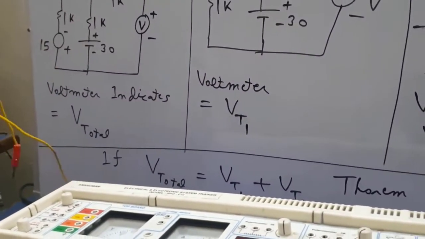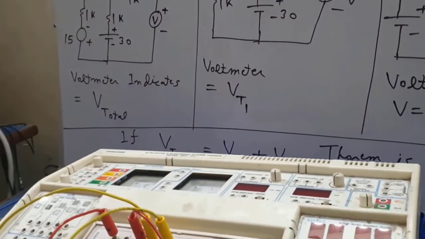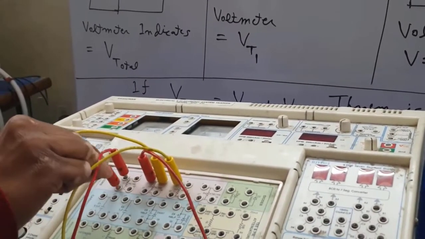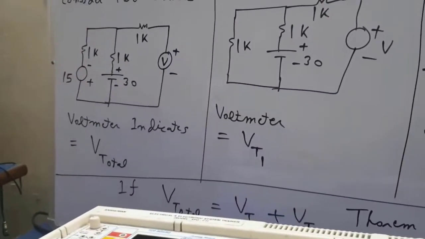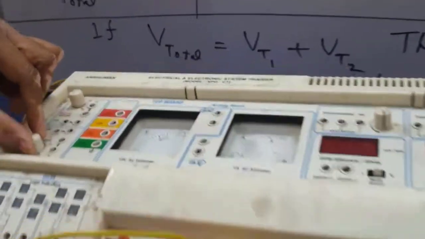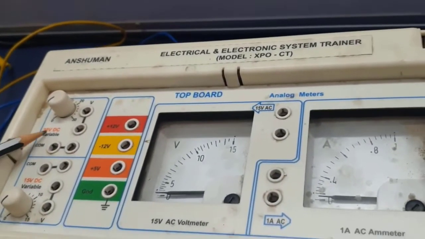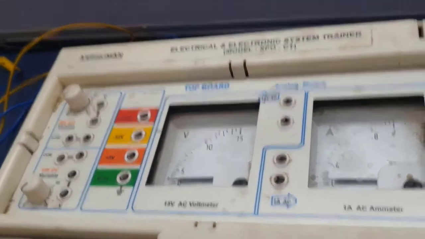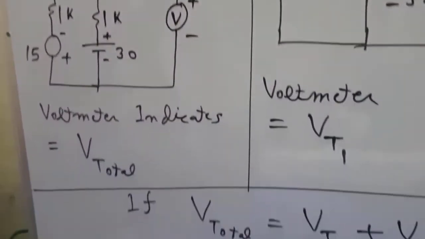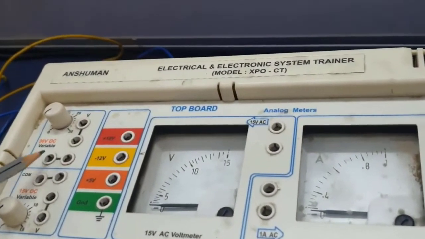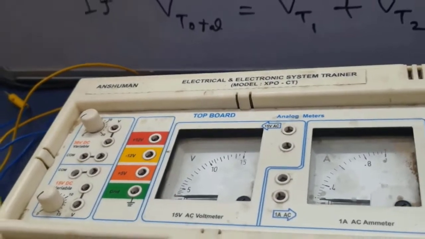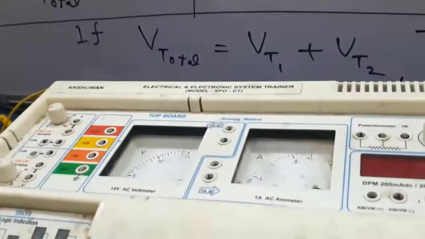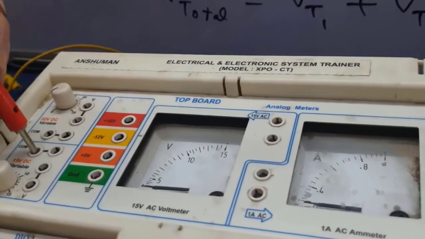The outgoing terminal of this 1K is connected to the voltage source. In this kit, we have two variable sources, a 30 volt DC and a 15 volt source. These two sources we will connect as per this diagram. This is the common terminal of the voltage source, so one wire will connect to the negative. Negative means common, so we connect the common terminal of the 15 volt source.